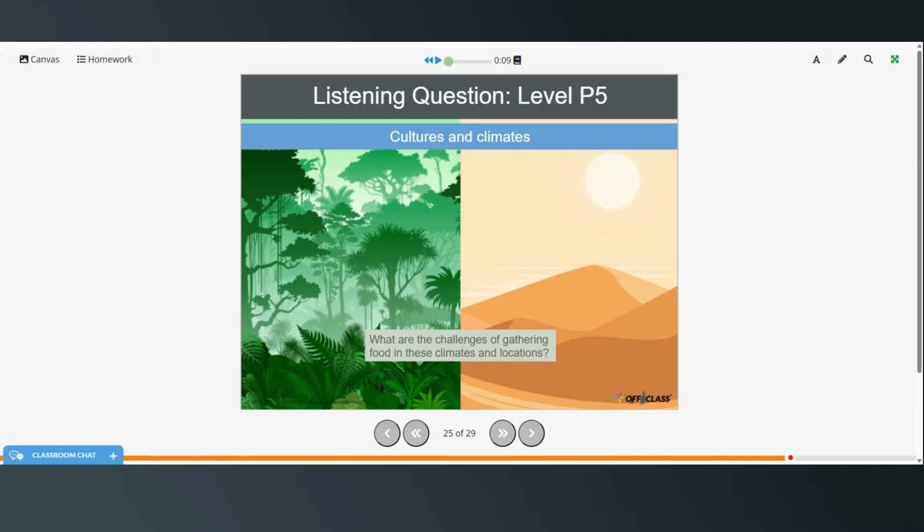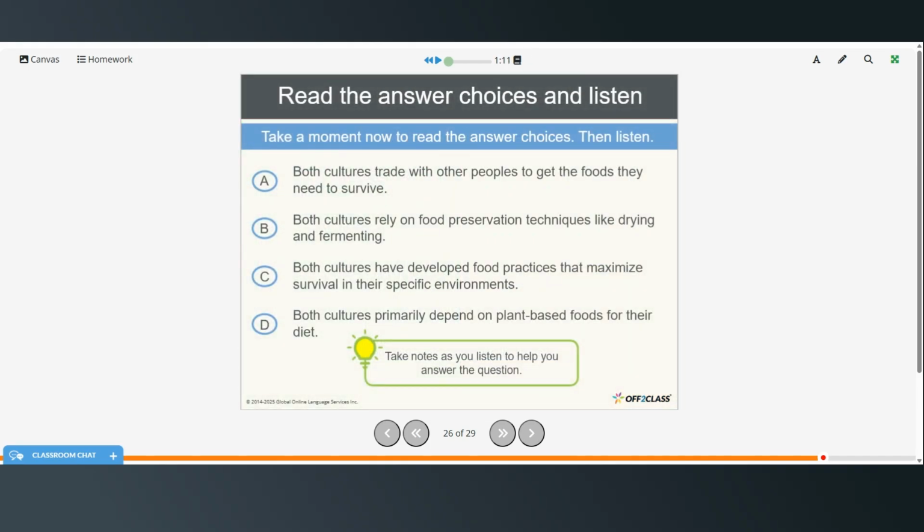Okay, what are the challenges of gathering food in these climates and locations? So use the pictures to think about that before you listen. Take a moment now to read the answer choices. Now listen and answer the question.